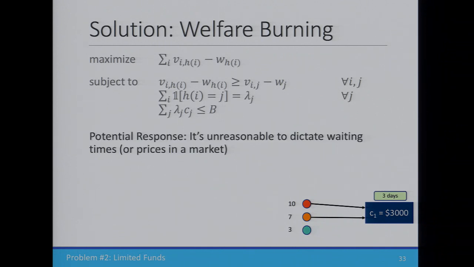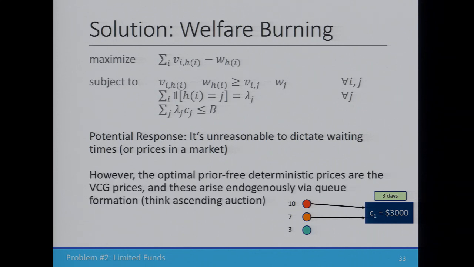Okay, so one potential response might be that it's not reasonable to dictate waiting times. Who would dictate times? Just like it's not reasonable to dictate prices in a market if it's not regulated. And so what they uncover in this paper by Braverman et al. is that the optimal prior-free deterministic prices are the VCG prices, and these arise endogenously via queue formation. So think ascending auctions. When you can just run an ascending auction and the prices emerge, you can run a queue formation and the wait times emerge. So you're right, it's not good to dictate wait times, but a nice thing about this paper is that they show that you don't have to, they would arise endogenously.